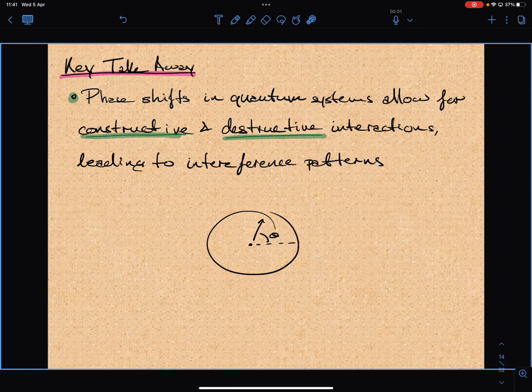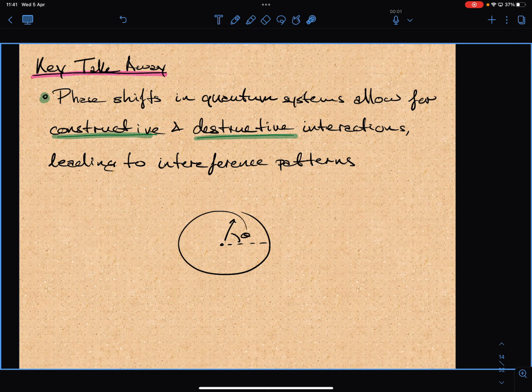So, what's the key takeaway? The main difference in quantum systems is that due to this phase shift, we have constructive and destructive interactions between different paths. And this is going to lead to interference patterns, these patterns of different colors, and this type of oil spill patterns. And this is something that doesn't happen classically.